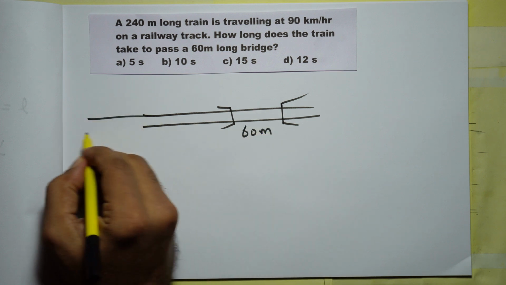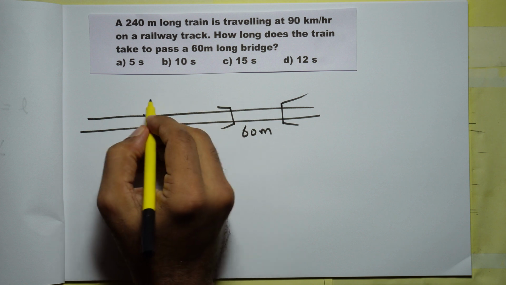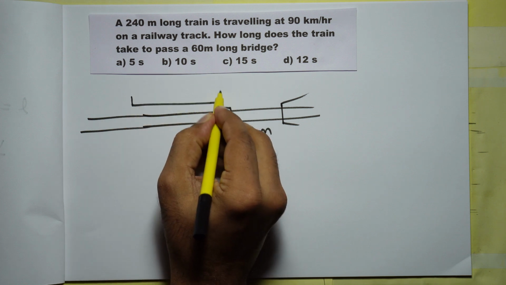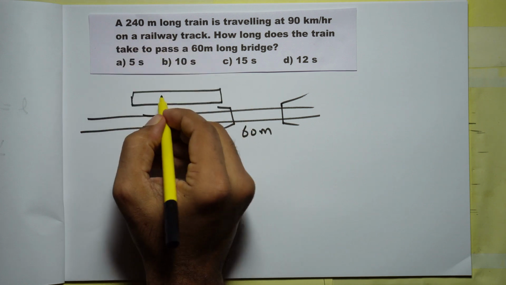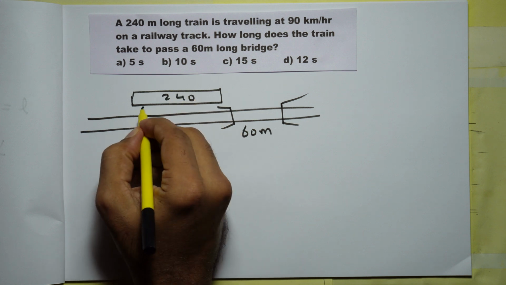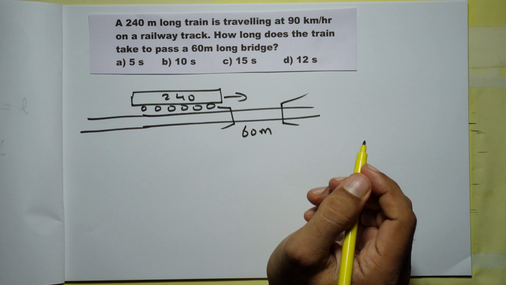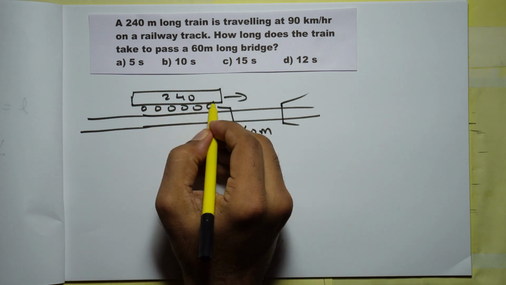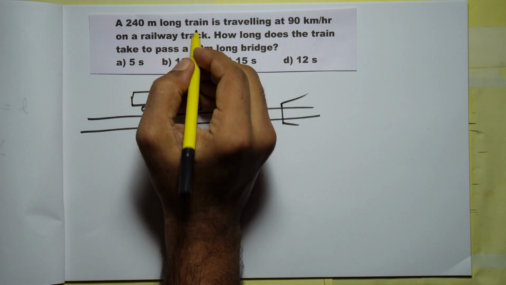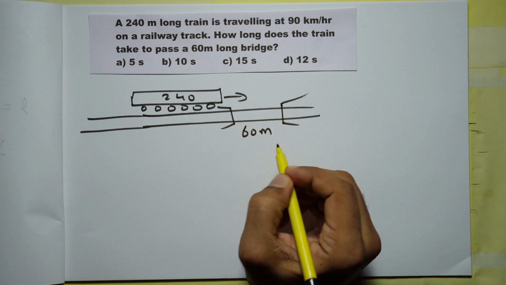Now you have a train. It's coming in this direction. And the train is like this, and it is 240 meters long, moving on this railway track in this direction. Now what is the time required for this train to pass this bridge?